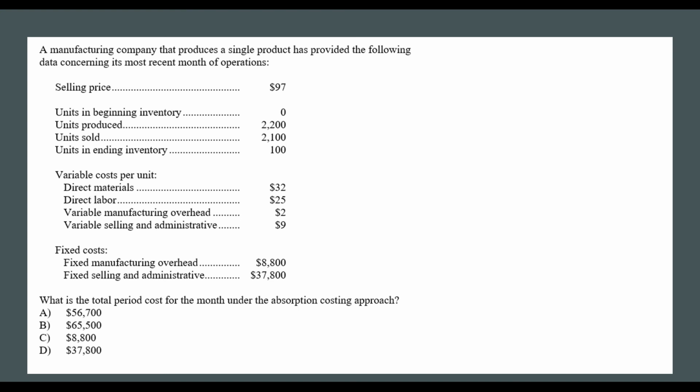So what is your answer in this problem? It is letter A. Okay, how did we get that? First, under absorption costing, remember this is our traditional costing, right? So the period cost will be only what? Your selling and administrative expenses. So this is composed of two. We have your fixed and we have your variable.